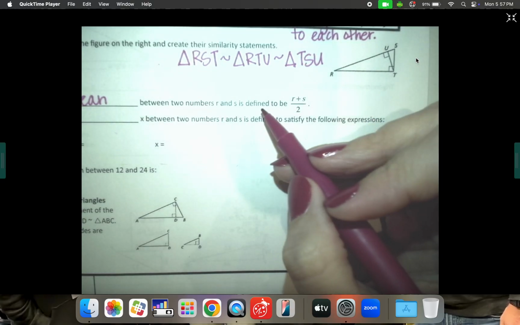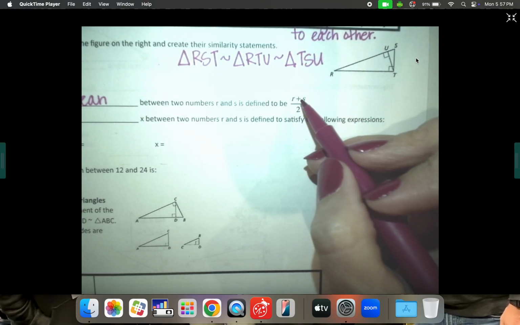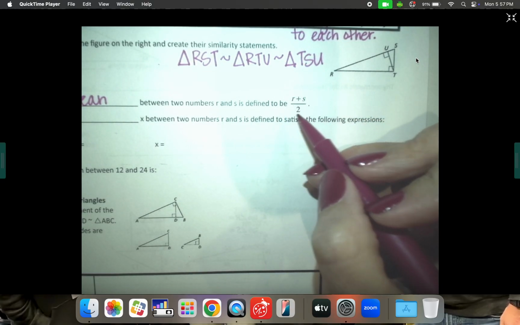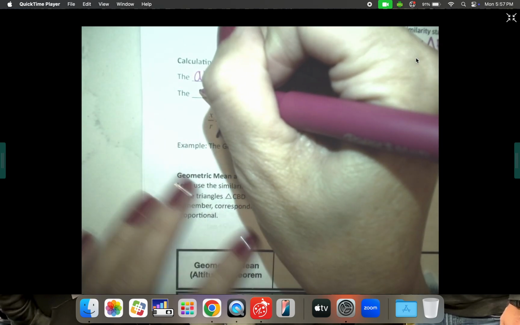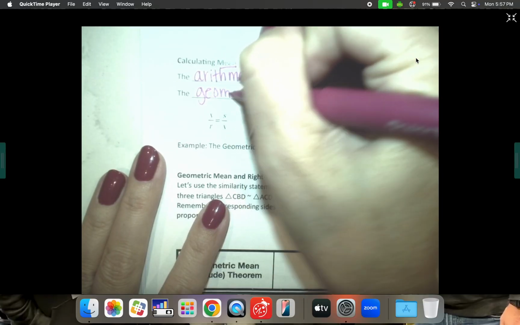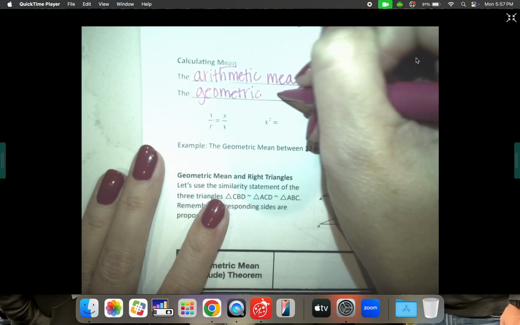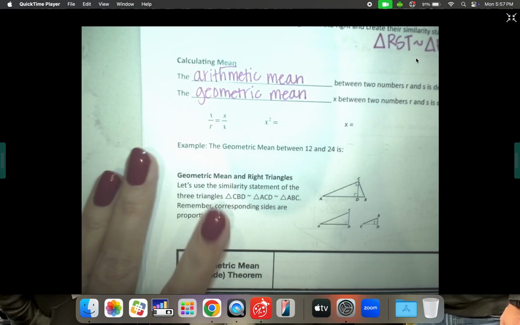So if we had three numbers, R, S, and T, it'd be R plus S plus T divided by 3, because you divide by how many numbers there are. That's the typical mean you guys have learned how to do forever. But today I'm introducing you to the geometric mean. So let's write geometric mean. You do it slightly differently.